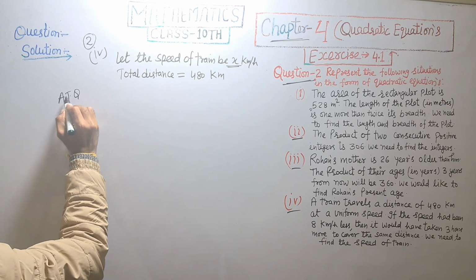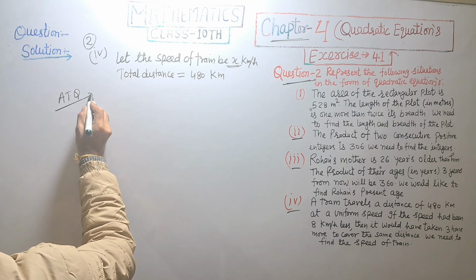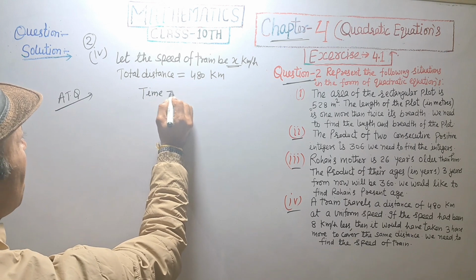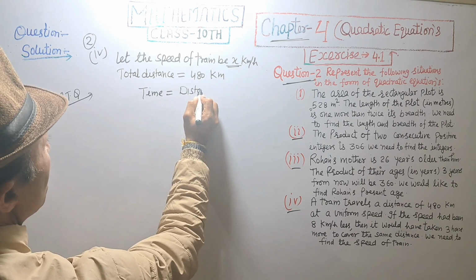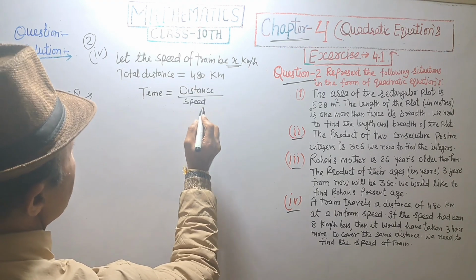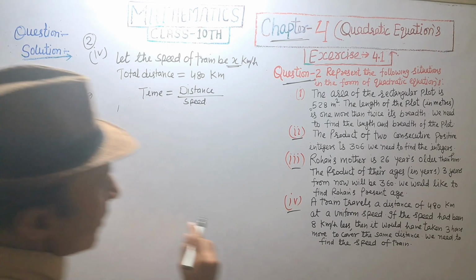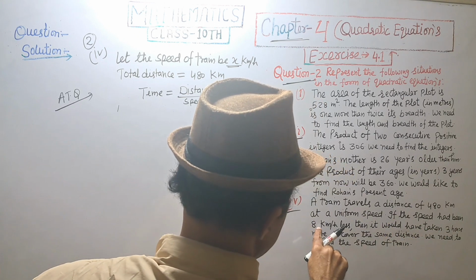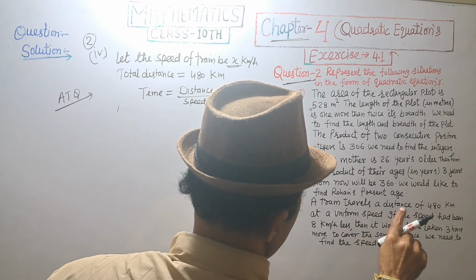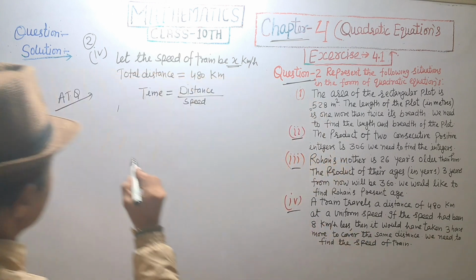According to the question, time is equal to distance upon speed. If the speed had been 8 km per hour less, then it would have taken 3 hours more to cover the same distance.